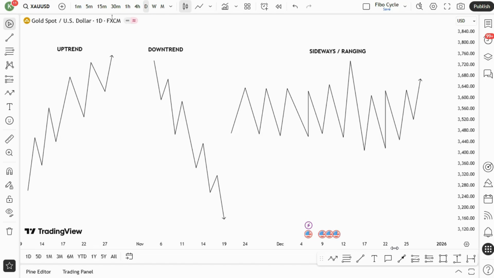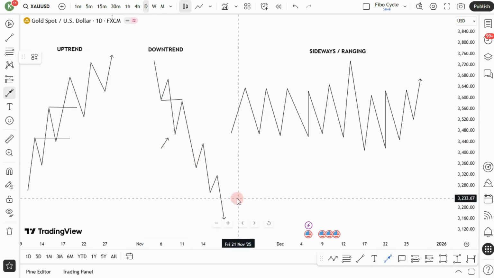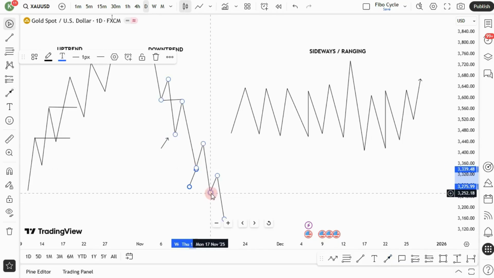Now let's look at another key aspect which we should take note of, which is swing highs and swing lows. What are swing highs and swing lows? If you see here, these are known as swing highs. This is another swing high. Basically the highs are known as swing highs, and the lows are known as swing lows. The lows which we have here, these are known as swing lows.